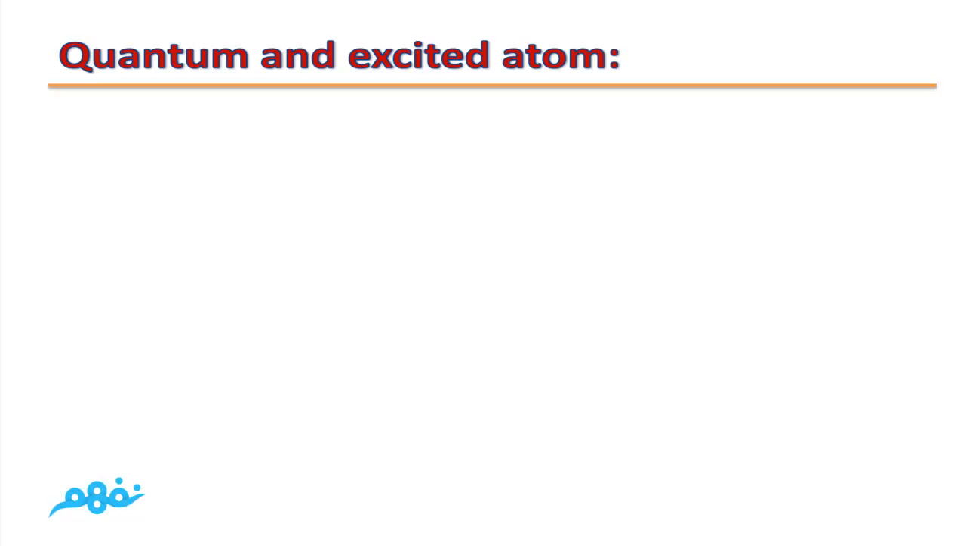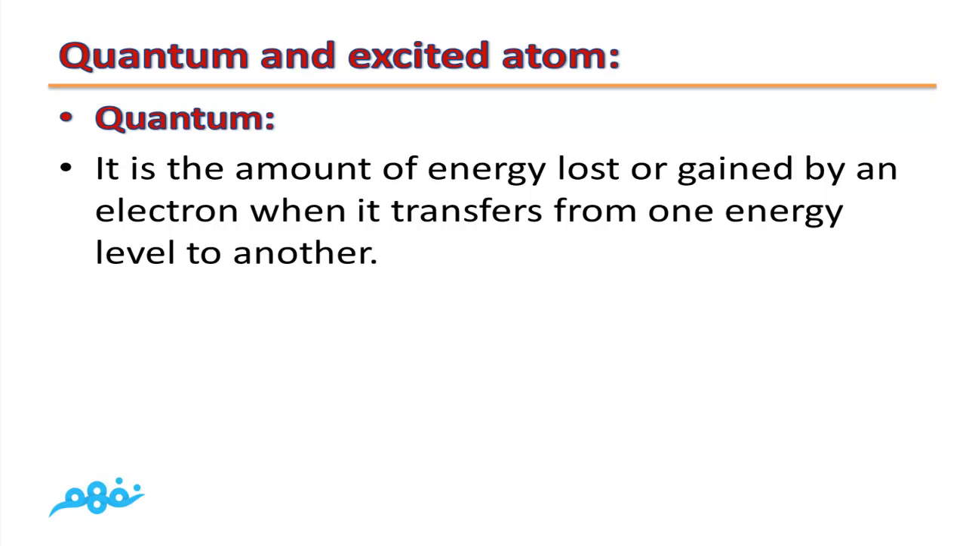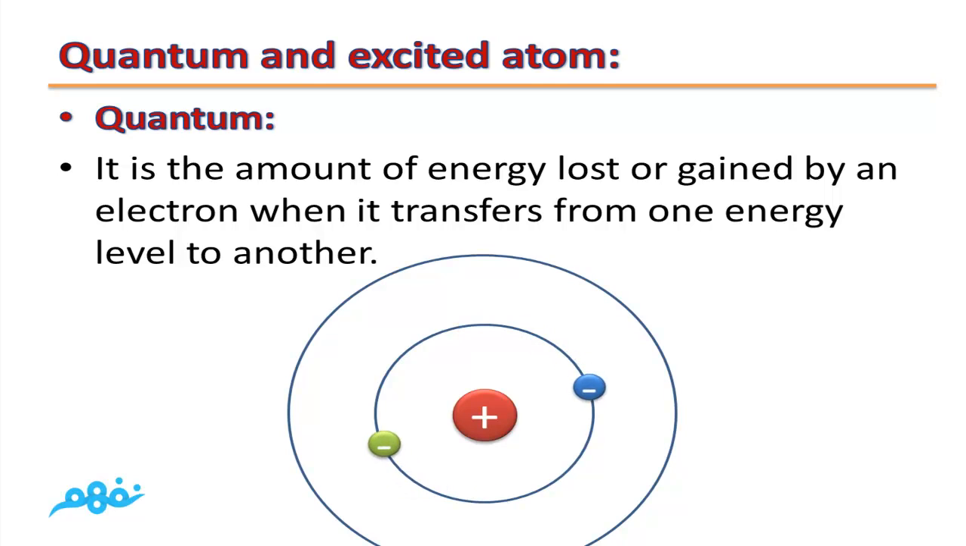Quantum and excited atom. Quantum is the amount of energy lost or gained by an electron when it transfers from one energy level to another. For example, if we have the following atom, and this electron gained energy, it will move to a higher energy level. For example, this blue one was in K, and by absorbing some energy which is called the quantum, it is transferred to the higher energy level, which is L.